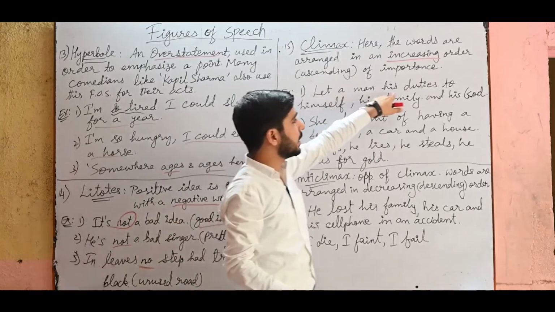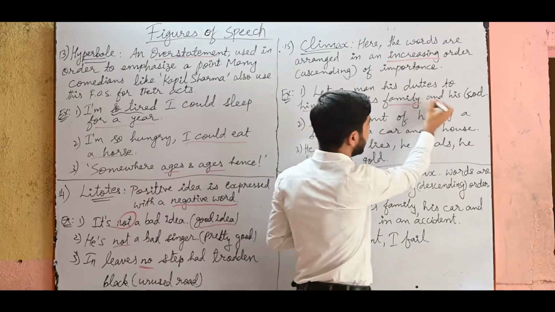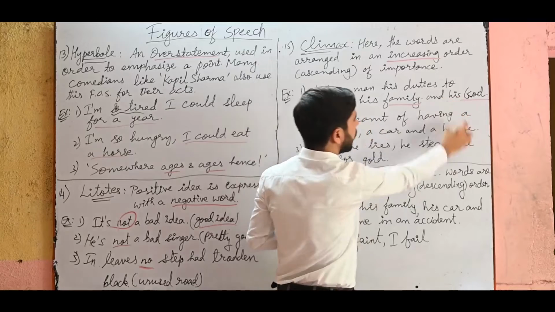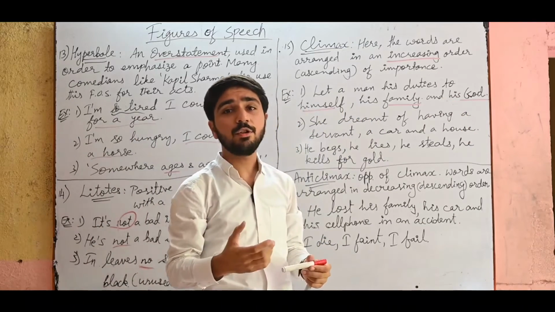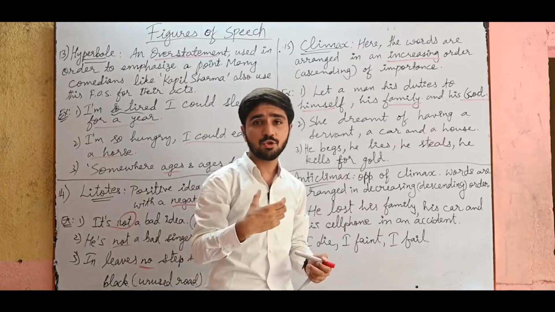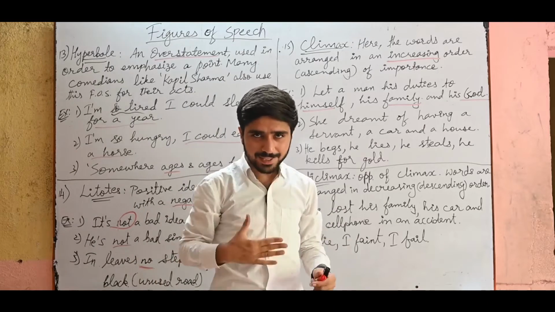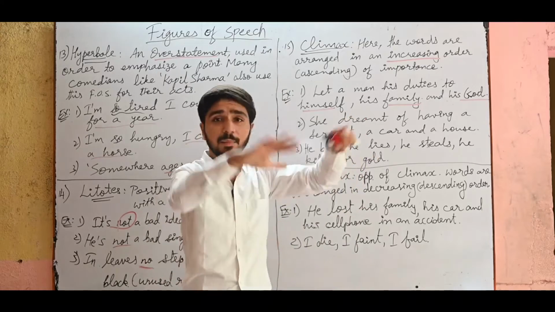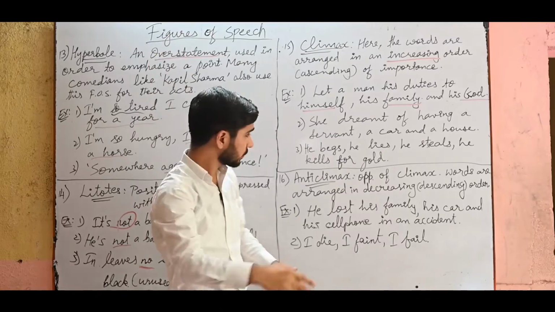Let a man his duties to himself, his family, and his God. So first, each and every human being has the duty towards himself. First, he has to make himself perfect. So first, you have the duty over yourself. So himself, then comes his family, and then comes God. So increasing order of importance.